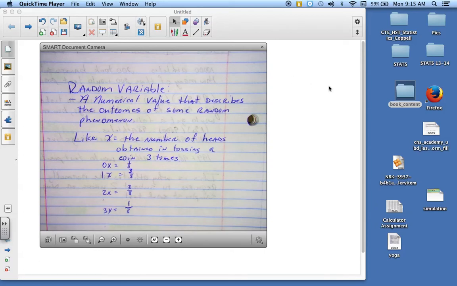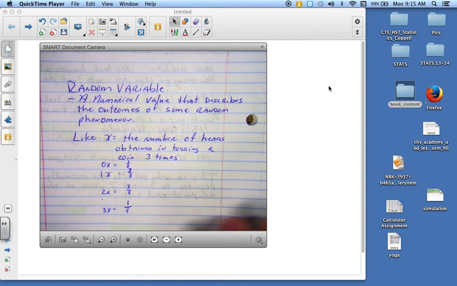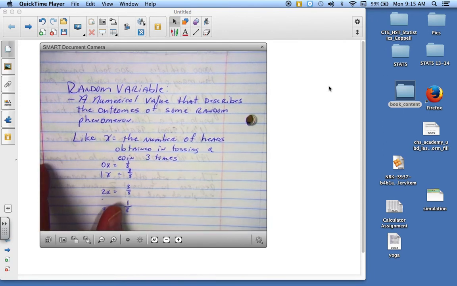Okay, now we're going to start on chapter 8. First of all, what we're going to look at is random variable. A random variable is a numerical value that describes the outcomes of some random phenomenon.